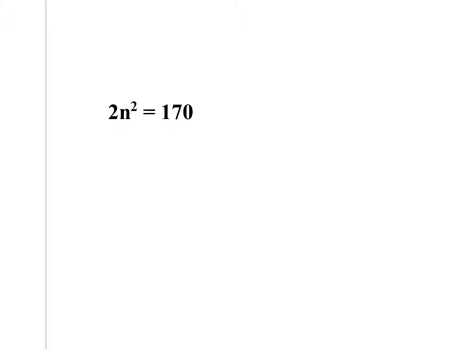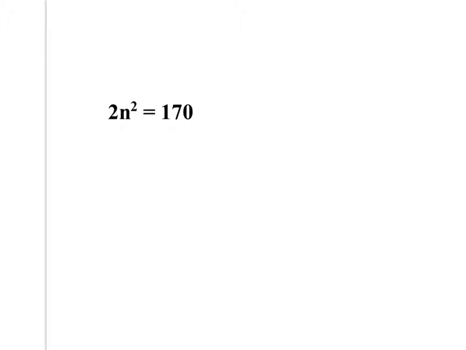So here I have 2n squared equals 170. I cannot just put a square root sign over 2n squared. Can't do it because the 2 messes it up. To put a square root sign around this, I have to have it just where it's n squared, or d squared or x squared. I can't have a number in there.